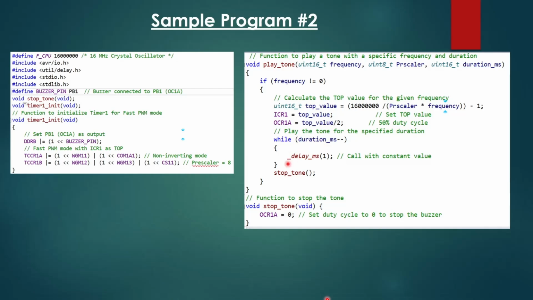Once it gets to 0, it gets out of the while loop and goes to the stop tone, which is right here. What this routine does is set ICR1, which is the top, to 0. That stops the tone.